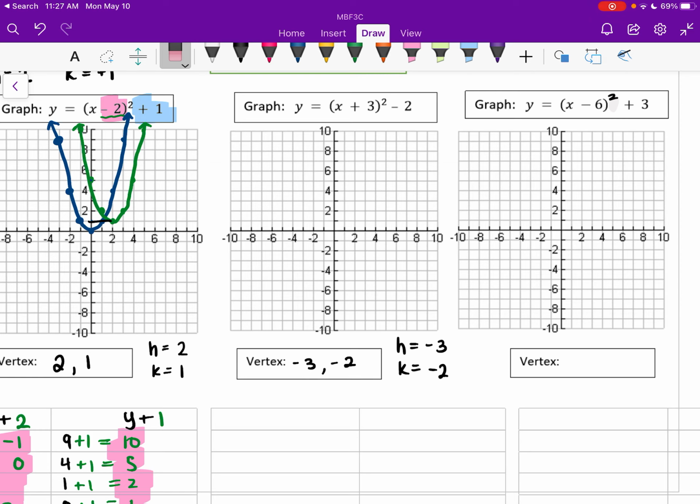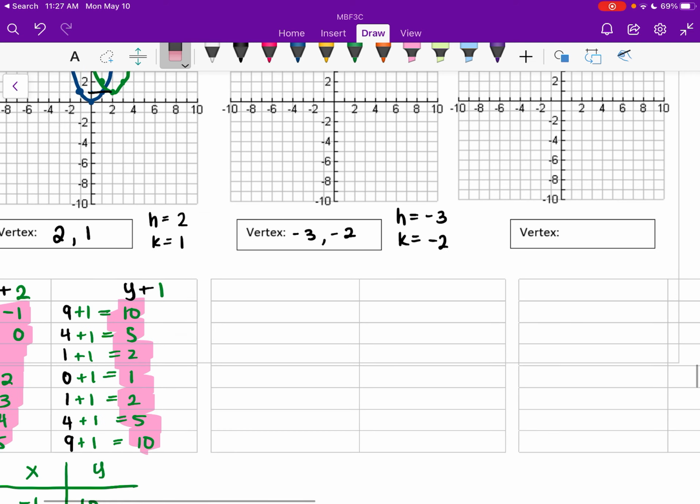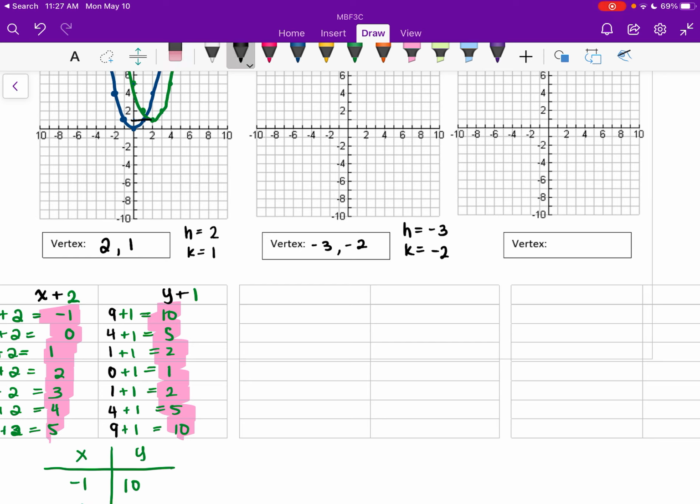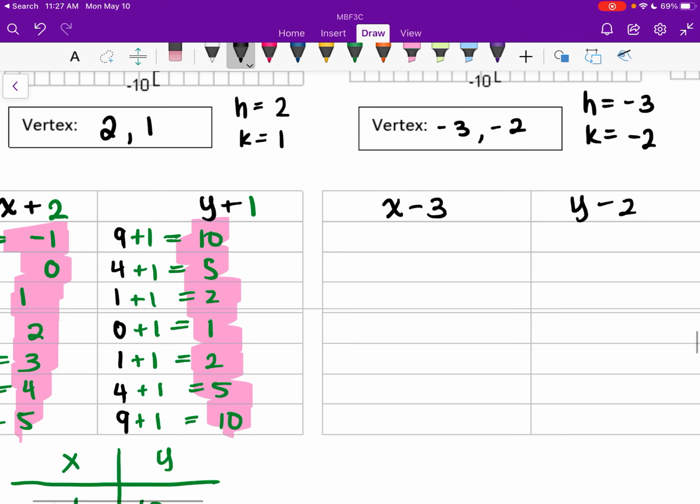Okay. And then let's just do this. So I'm going to go and find out how to plug these in. I'm going to do x plus -3, which is just x minus 3. And then y plus k, which is just going to be -2 as well. So I'm going to go put in my originals.